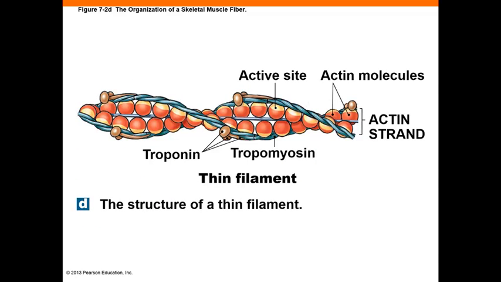This is a nice figure showing the thin myofilaments made of actin. So actin consists of a thin twisted protein with specific active sites for myosin to bind to. At rest, these active sites are covered by strands of tropomyosin, and they're held in place by troponin.